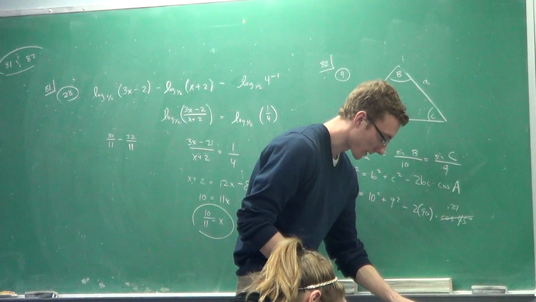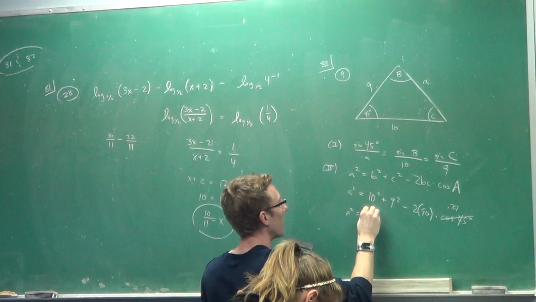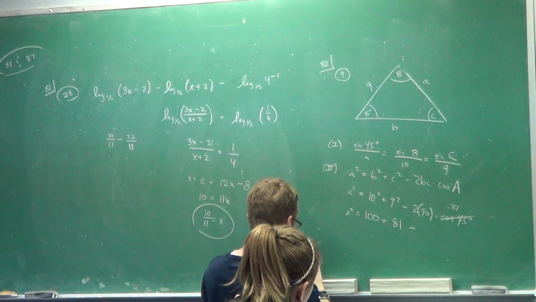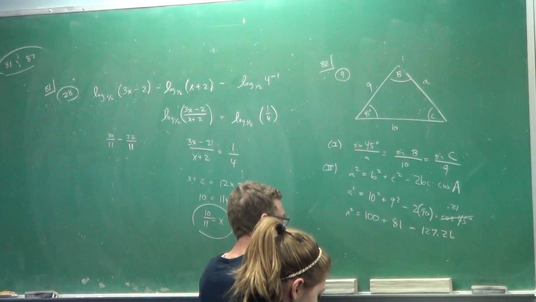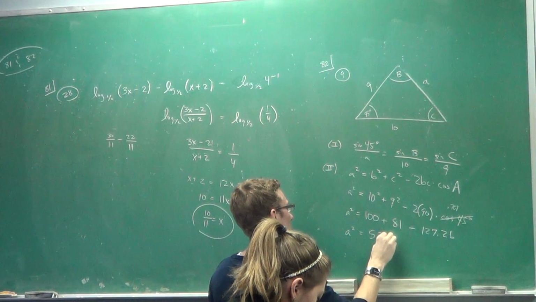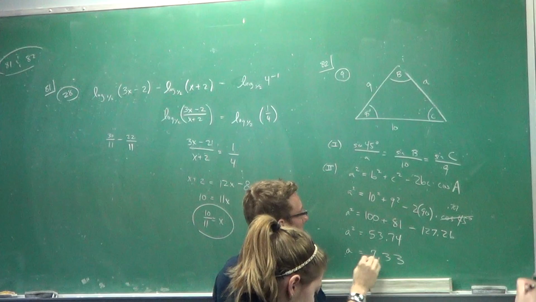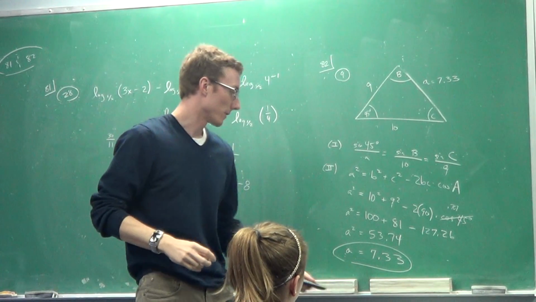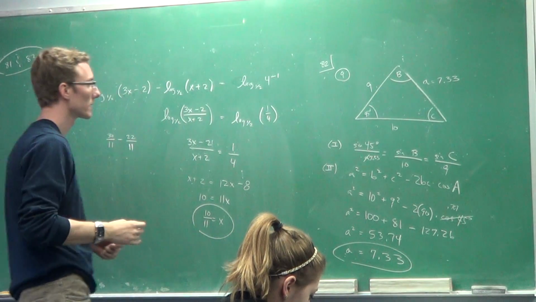And then to work this out, we'll have A squared equals 100 plus 81 minus 180 times 0.707. That's 127.26. So 181 minus 127.26 gives us A squared equal to 53.74. Take the square root of both sides. We have A to be 7.33. Now, as soon as we have that, we can start going after the other sides.